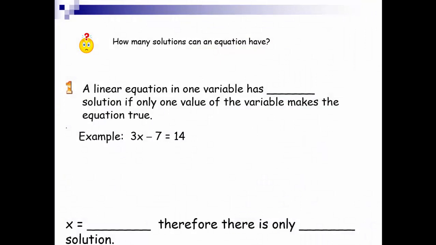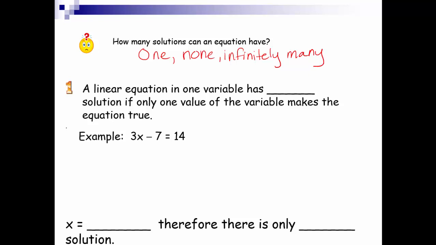Here we go. How many solutions can an equation have? Well, an equation can actually have three different types of solutions. They can have one solution, which is what we just talked about, no solutions or none, or infinitely many solutions. That means any number will actually work. Infinitely many. If I know how to spell that, that would be great. There we go. So let's take a look with only one solution.